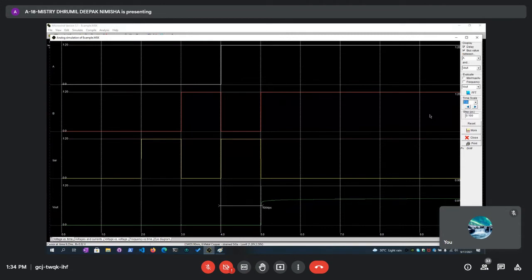Now I will ask one question to all of you. If I have to do the same thing, I will also explain it the same way. In a similar way I will implement it: I will draw the layout, apply the input, and get the output. Now the question here is, can you see the output green color waveform? The green color waveform is the output.